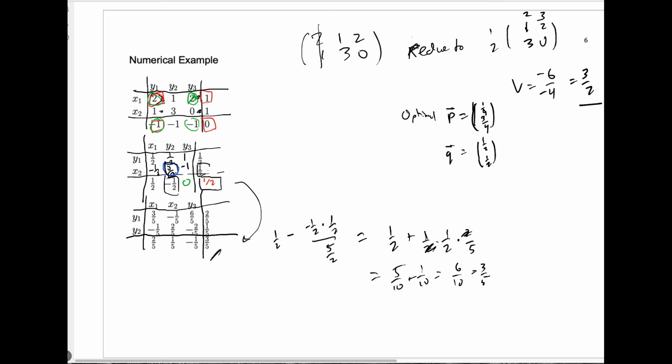And again, we do that for every entry outside of the pivot row and pivot column. Don't forget, I think I forgot to mention this before. In our first step, let me go back. When we chose our pivot 2, we had to replace the x1 and y1, which we did here, to get these new ones.